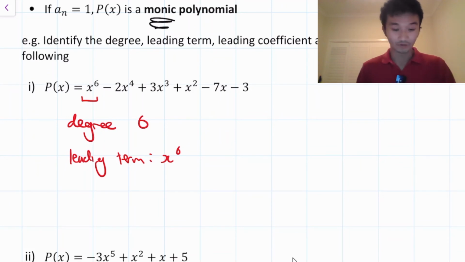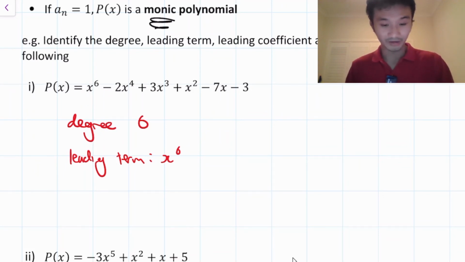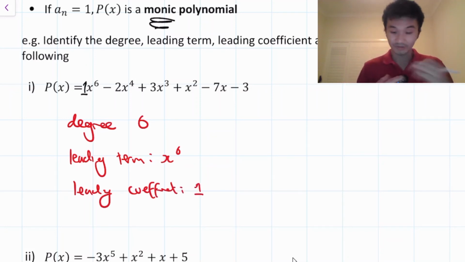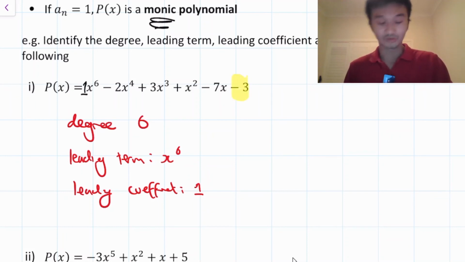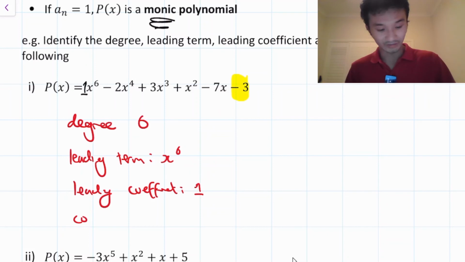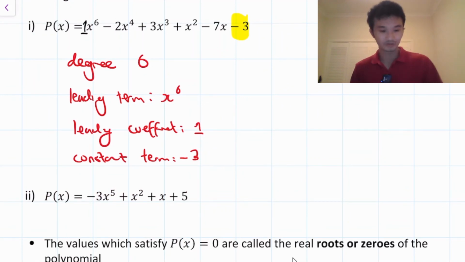The leading coefficient, remember, if it's just a 1 in front, that's how we can think about it. So the leading coefficient for this one is going to be 1. And the constant term is just the number at the end. Remember, it's the whole number that's there, so the constant term is negative 3. Okay, so that's the first one. Try the next one for me. See how you go.